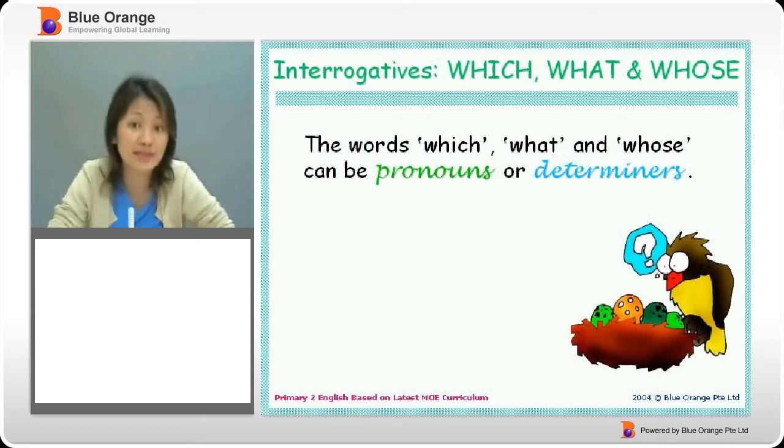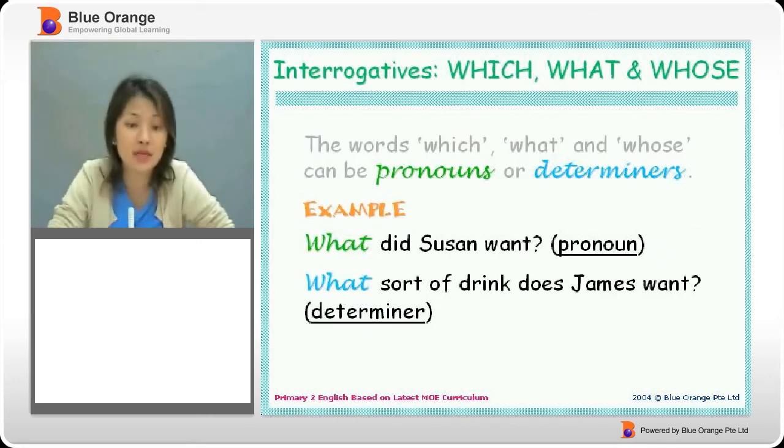Let me show you some examples. Let's look at what first. If I say, what did Susan want? In this question form, we call the what a pronoun. And for what sort of drink does James want? We call it a determiner.